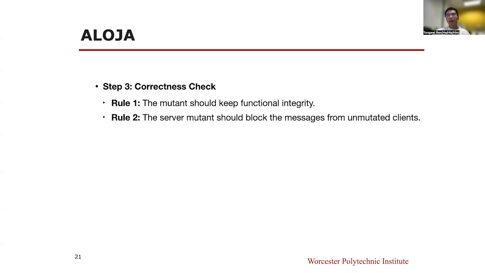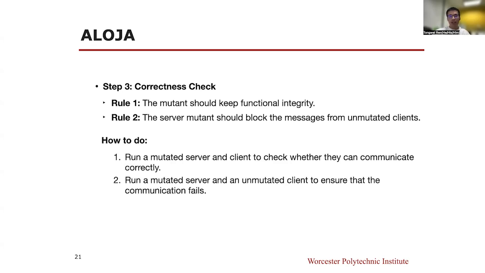The last step of Aloja is correctness check. This check is to make sure each mutant Aloja outputs to the user is a correct and useful mutant. There are also 2 rules for a correct and useful mutant. Rule 1, the mutant should keep functional integrity. This rule is to make sure the mutant can correctly work. Rule 2, the server mutant should block the message from unmutated clients. This rule is to make sure our mutant truly changes the messages and affects the communication.